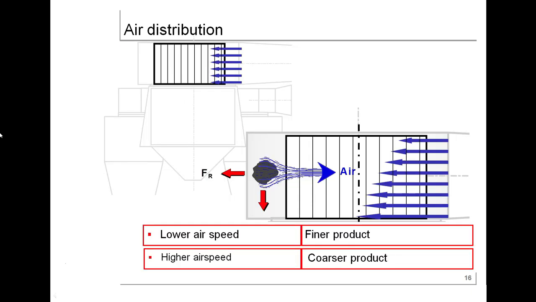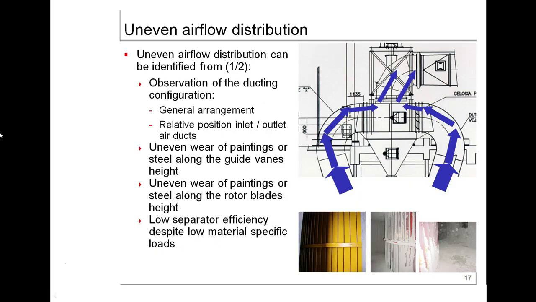Air distribution. Uneven airflow distribution can be identified from observation of the ducting configuration, general arrangement relating to position of inlet or outlet air ducts, uneven wear of paintings or steel along the guide vanes height, uneven wear of paintings or steel along the rotor blades height, low separator efficiency despite low material specific loads.